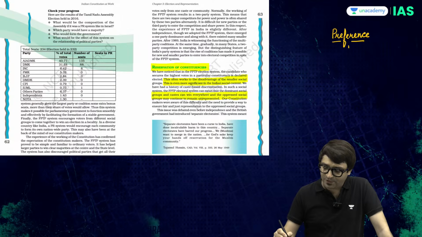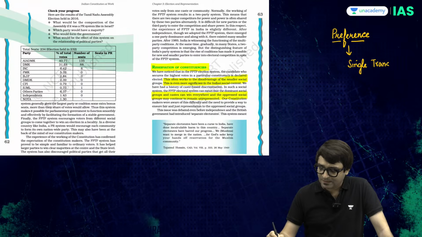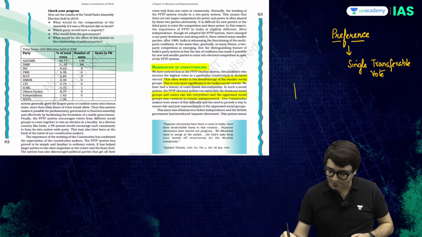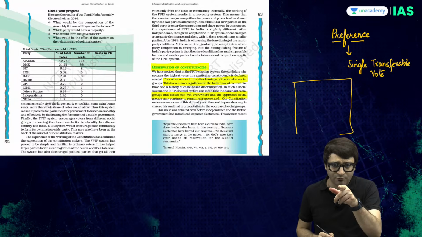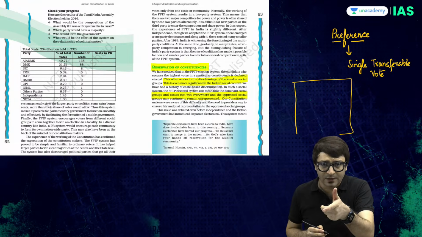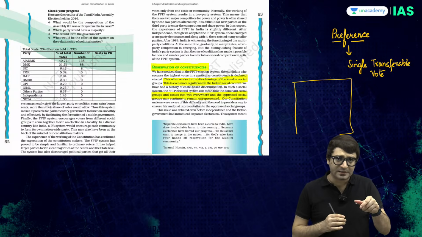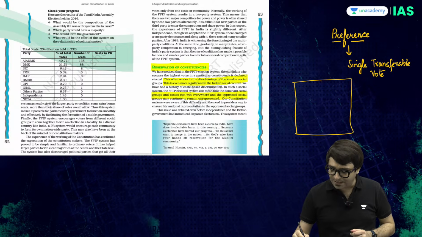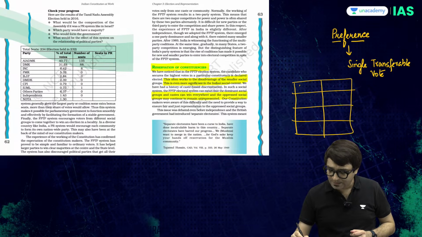And that is something we call single transferable vote. Single transferable vote in the sense, if for example, you are the voter, which means you are the MLA who has to vote to elect an MP to Rajya Sabha from your state, you are given a ballot slip. Here is the candidate and here is your preference.